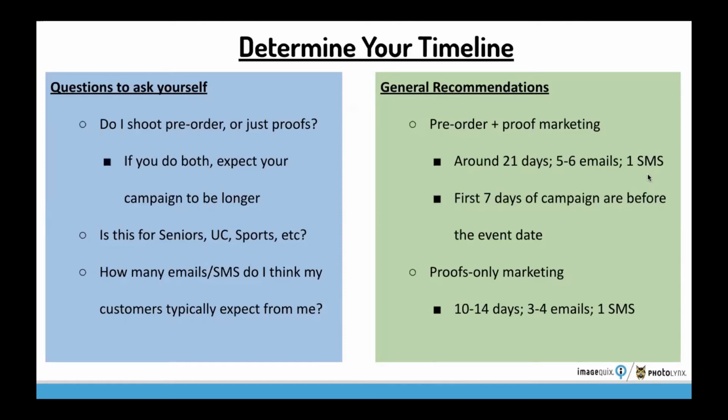If you do proof-only marketing, we recommend a 10 to 14-day campaign with 3 or 4 emails and 1 SMS. That SMS again being a quick "Here, your gallery is online, here's the direct link." It's easier for parents to order from their phone, since their wallets are typically already attached to it, than it is on an email. However, like I said, we don't want to overstay our welcome in their text messages. So that's kind of an overall general outline.